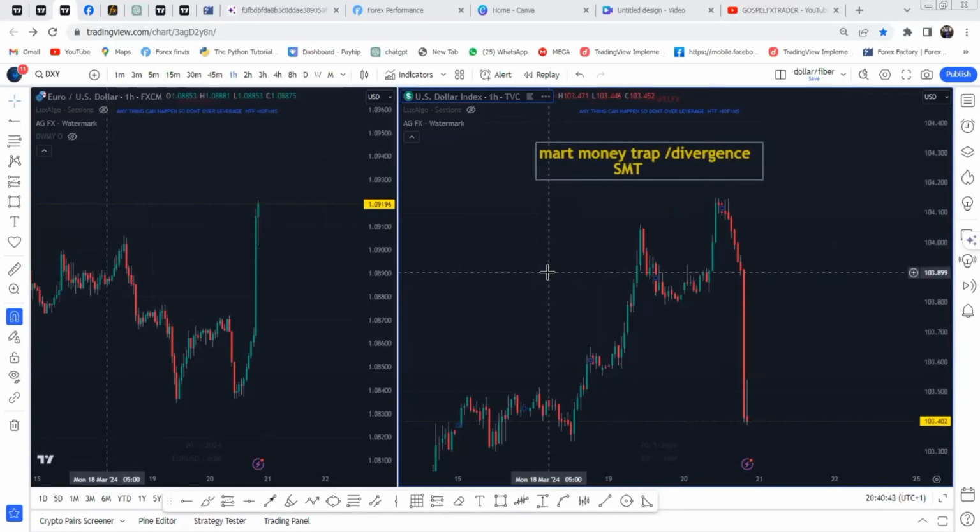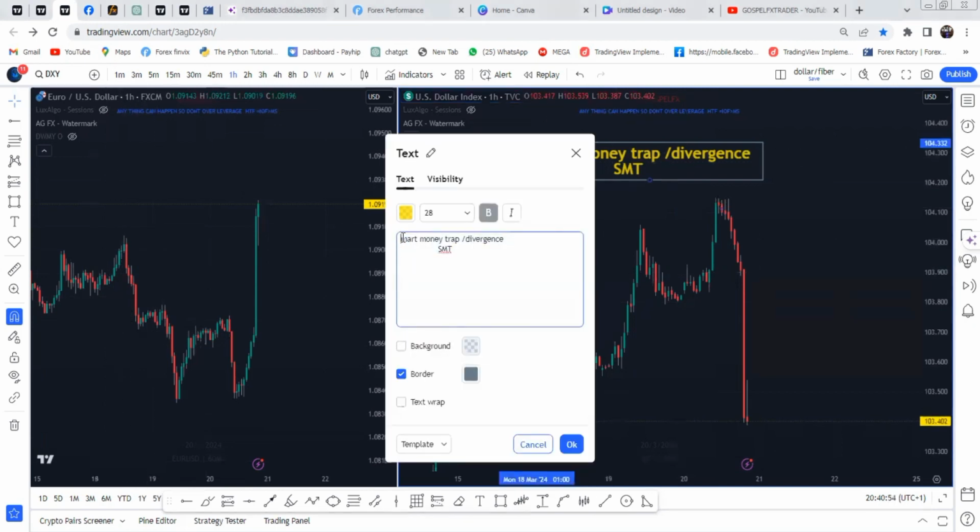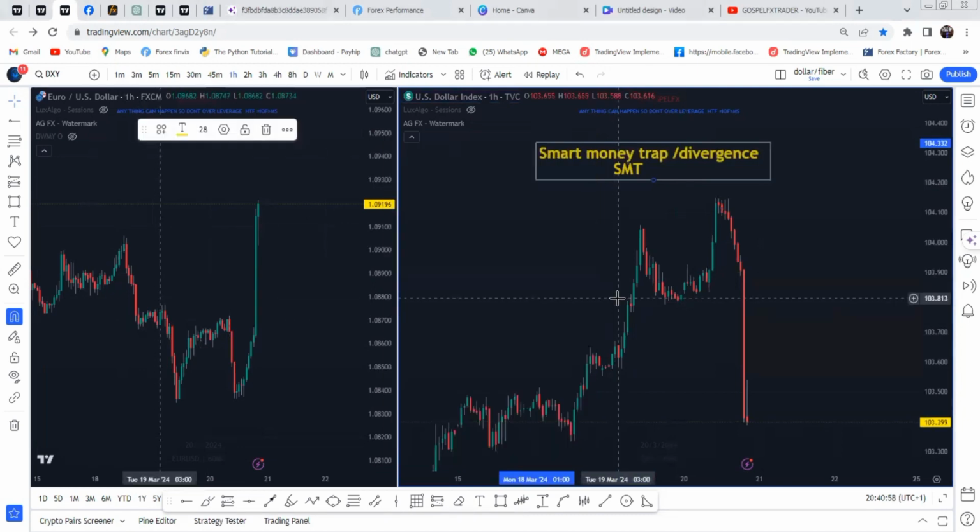Today I'm going to be showing you guys something very interesting, which is called the smart money trap, and how I use it to increase the probability of any trade that I want to take. I'm going to be teaching you step-by-step how to go about this strategy, and showing you live examples on how to identify this and use it to add more confluence to your trade setup.